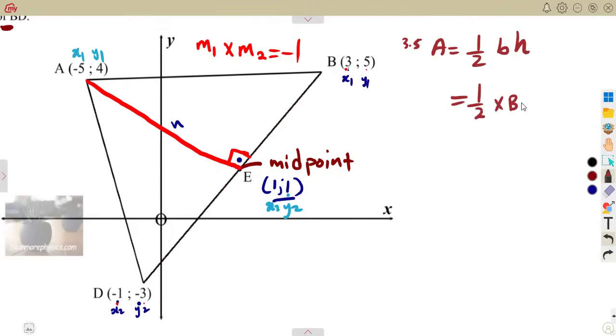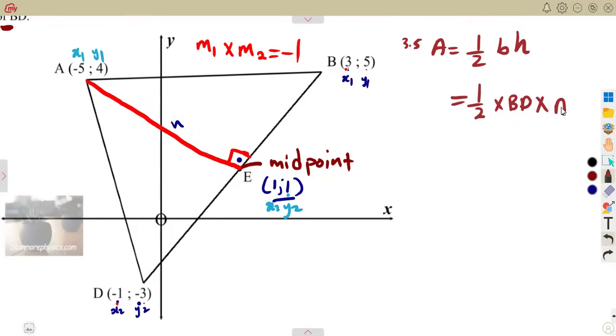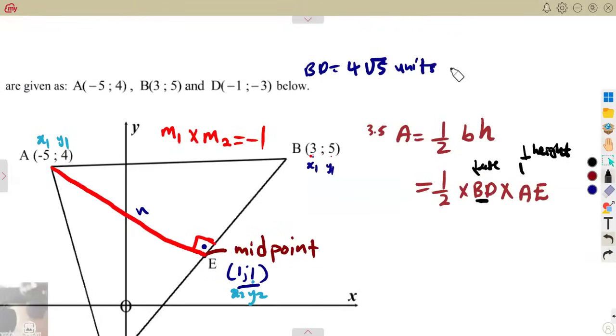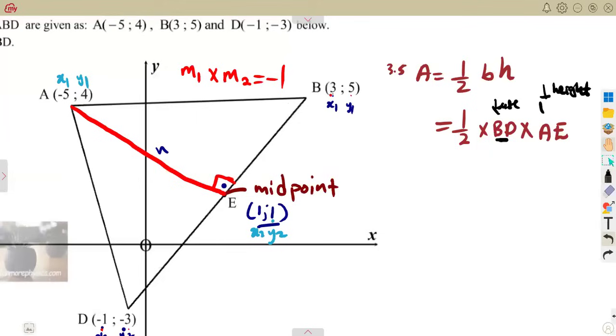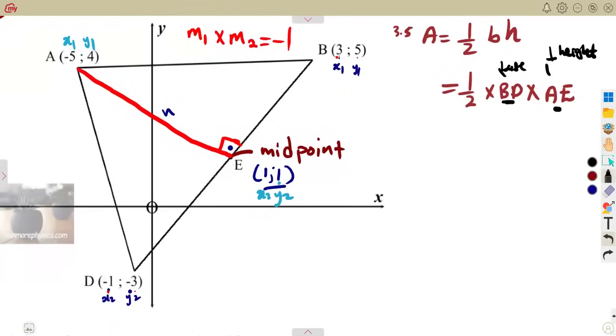So it's going to be half of BD times the perpendicular height, which is AE. So you must multiply by the perpendicular height AE. So BD is our base, and this is our perpendicular height. So the question, do we have the length of BD? Yes, we calculated this one. If you still remember, we have the length of BD, but we do not have the length of AE.